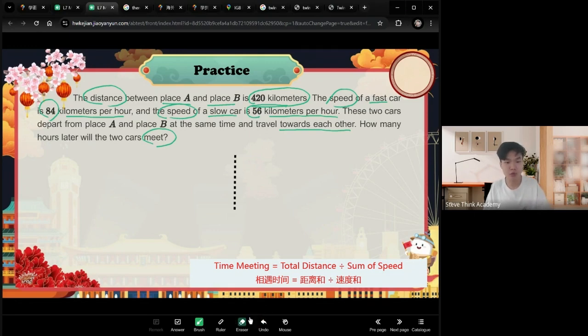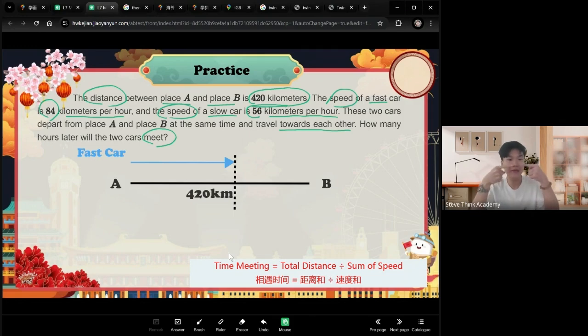When we see a traveling problem, always draw the diagram. Let's put A at the left, B at the right, with the distance in the middle. And it told us it is 420 kilometers. And we have the fast car on the left moving towards B because they meet each other. So the speed is 84 kilometers per hour. And I draw another arrow for the slow car departing from B. So slow car is here and departing towards A. We write down the speed, which is 56 kilometers per hour.